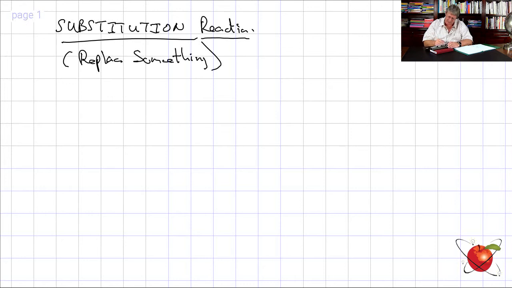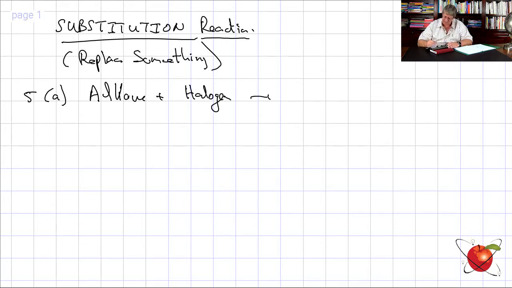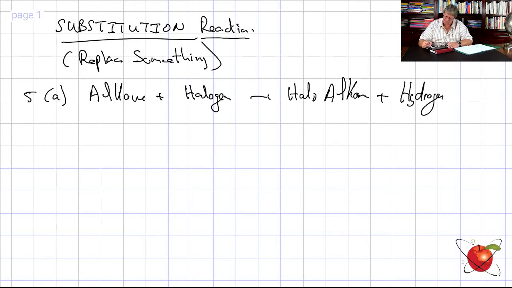So we're going to look at, and this is going to be in my schedule 5A, an alkane plus a halogen. These are the ones you've got to know. An alkane plus a halogen. What does it give? Well, it gives a haloalkane plus a hydrogen halide. Let's just take one simply.